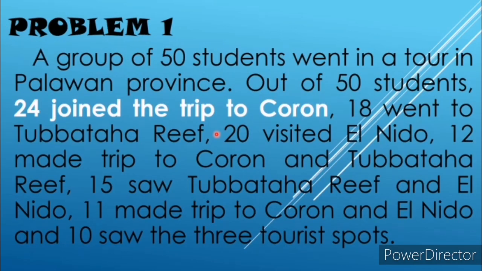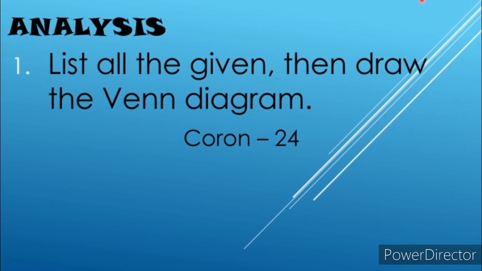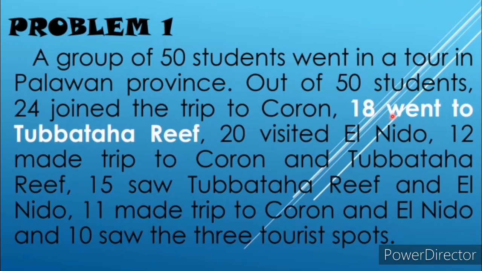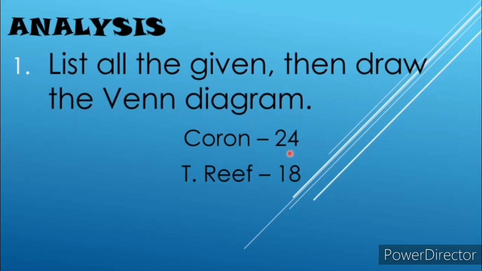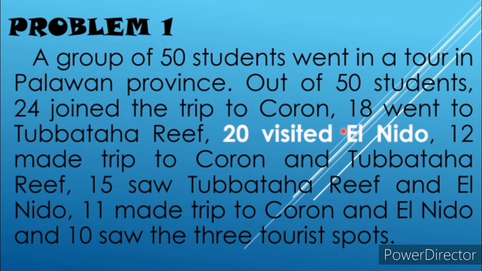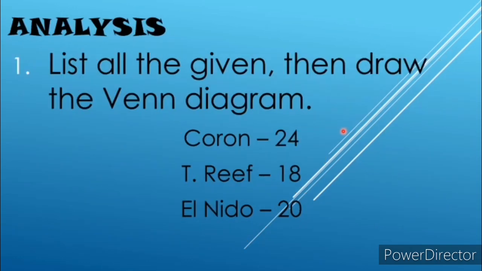So, a group of 50 students, yung unang given natin, sabi natin dito, there are 50 students. Ibig sabihin, 50 students ang nagpunta sa Palawan province for a tour. Okay. So, yung unang given natin, we have 24 joined the trip to Coron. So, meron daw 24 na nag-join ng trip sa Coron. Yung pangalawa naman natin, meron daw 18 na nagpunta sa Tubataha Reef. So, ilalagay natin dito yung 18 na nagpunta sa Tubataha Reef. So, ayun. Next, meron daw naman 20 na nag-visit ng El Nido. So, merong 20 na nagpunta ng El Nido.